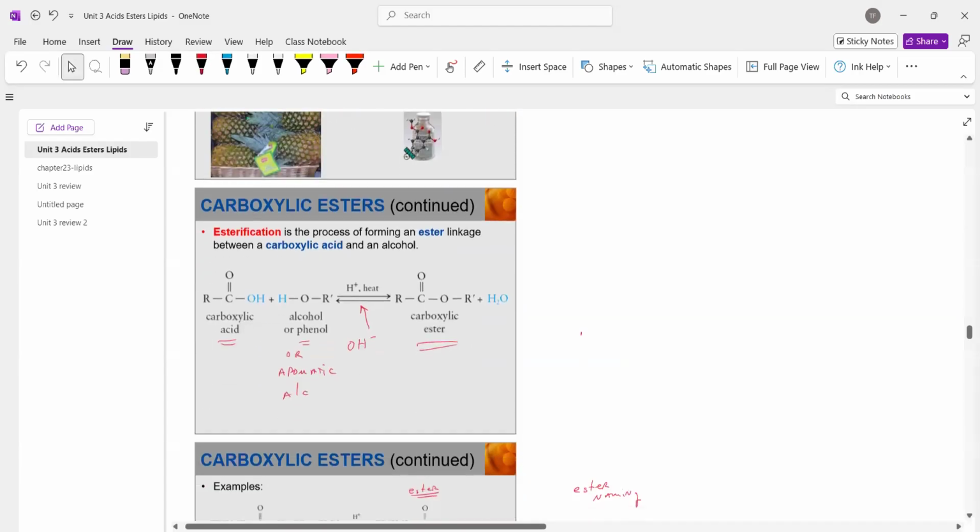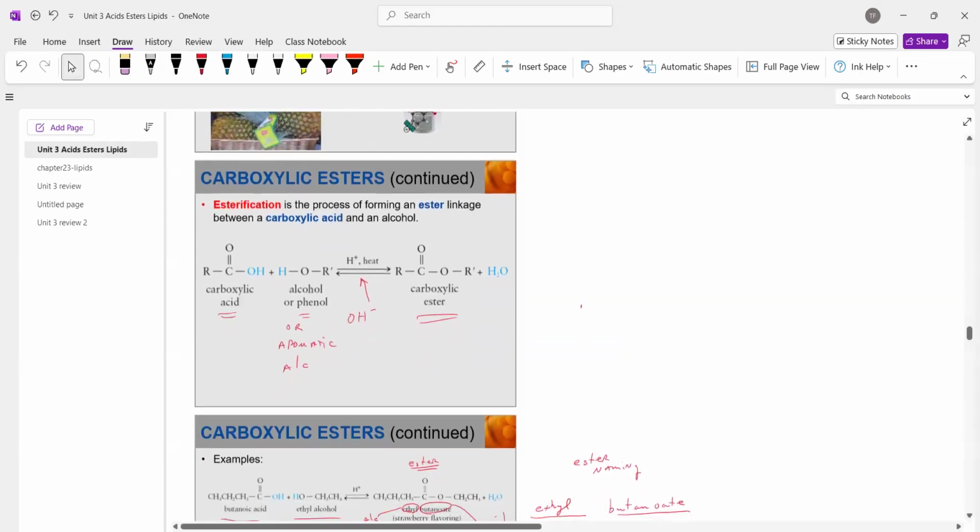Okay, so esterification is a process of making an ester. So we've got the acid group here and the alcohol group here. And under heat, now this is a double reaction depending on the pH. With heat in an acidic environment, what happens is the H from the alcohol binds with the OH from the acid, forming water.